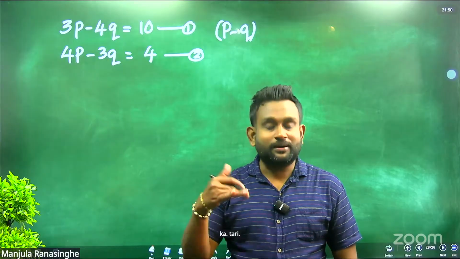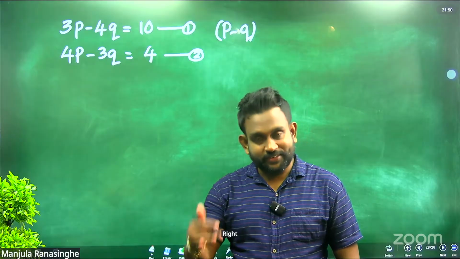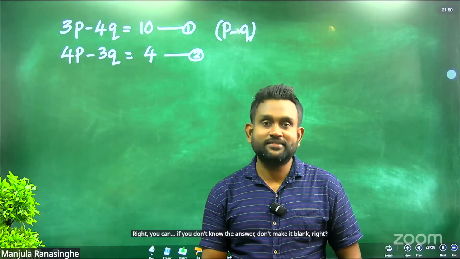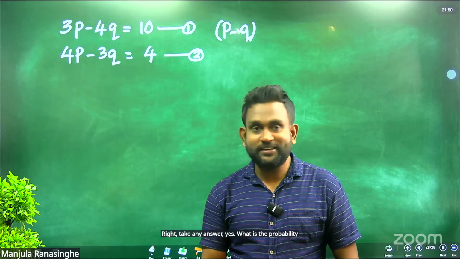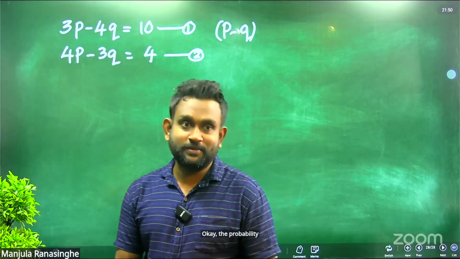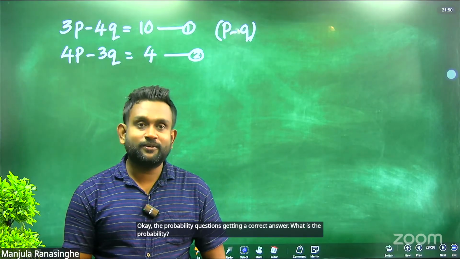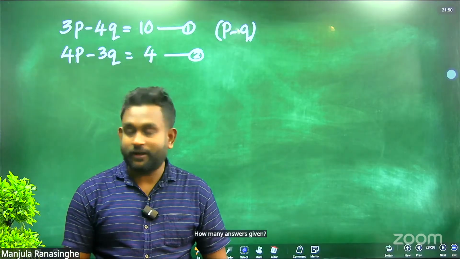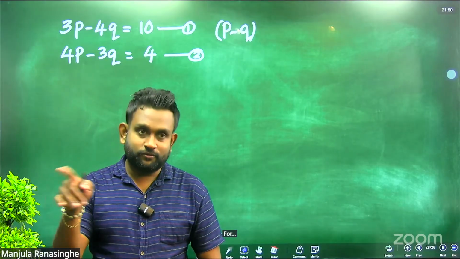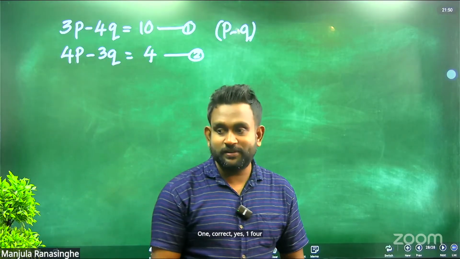In your other subjects you have MCQ questions in other papers, right? If you don't know the answer, don't make it blank, right? Take any answer, guess. What is the probability of getting a correct answer in your exams? How many answers are given, 4 or 5 in your exams? I think 4, right? Four options there, out of that one correct. Yes, 1/4. Then the probability is 1/4.